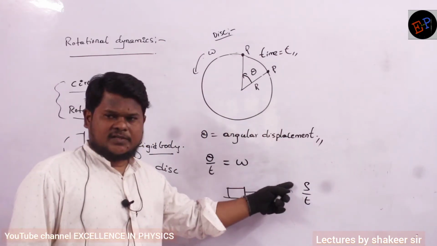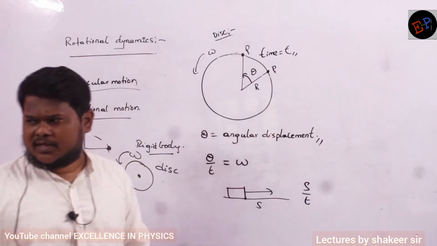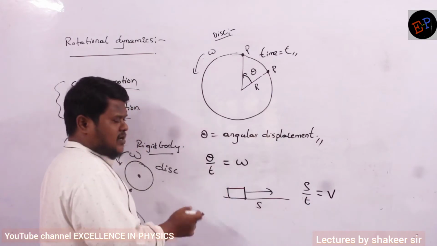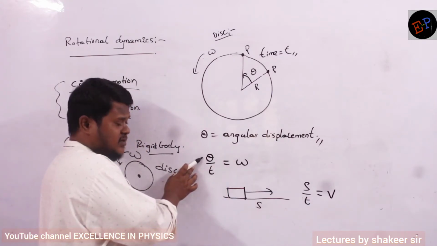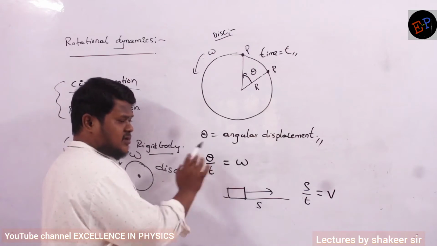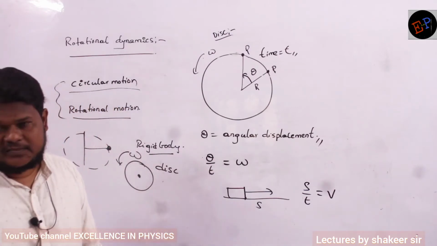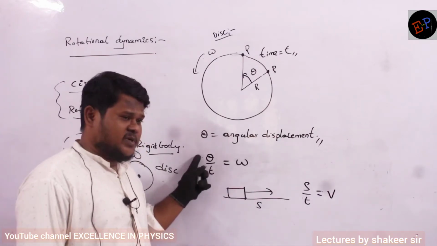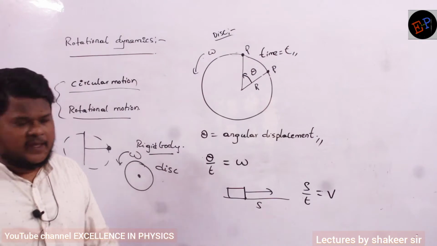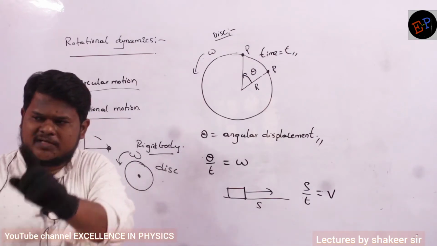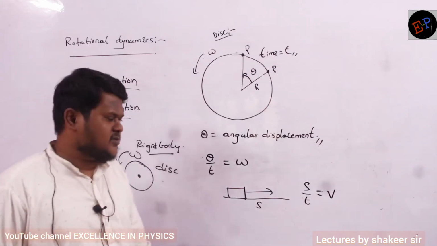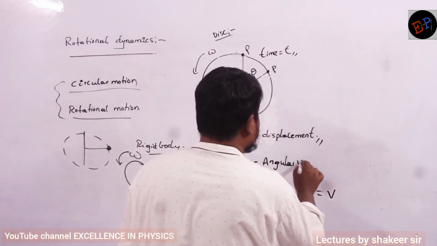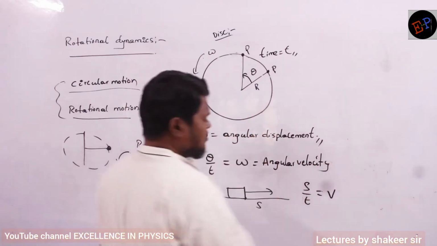Displacement divided by time: how much the body has displaced in how much time. That ratio is called velocity. Similarly, the same concept applies here. How much angular displacement the body has covered in how much time? This ratio is called angular velocity. Linear displacement, linear velocity; angular displacement, angular velocity. How much angle the body can cover in 1 second is called angular velocity. So omega is angular velocity.